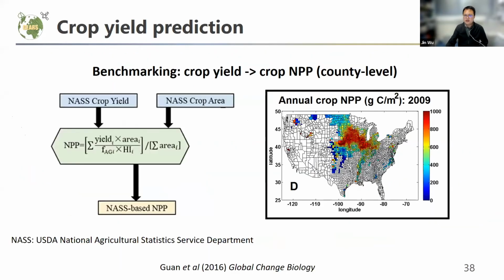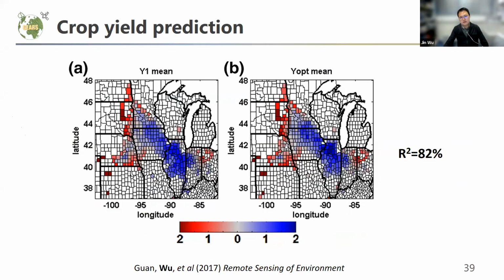And to address this issue, we use data from USDA, like the ground survey crop yield data, and map it to the regional scale, so then we can get the crop yield and crop NPP, net primary productivity, at a regional scale. And here shows the result.